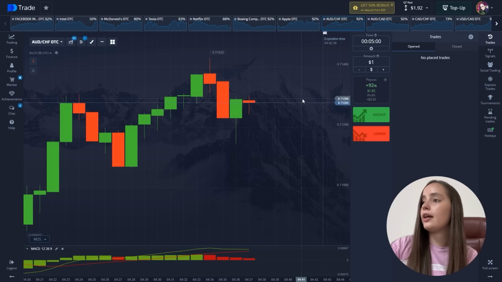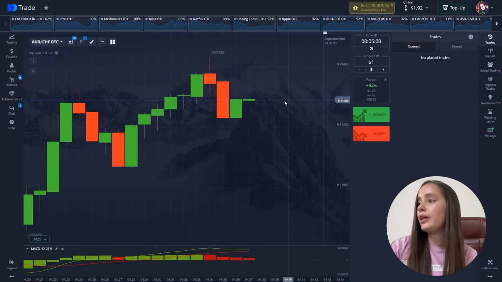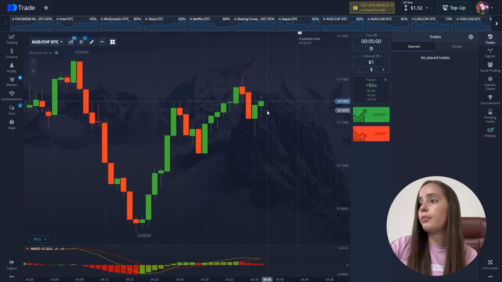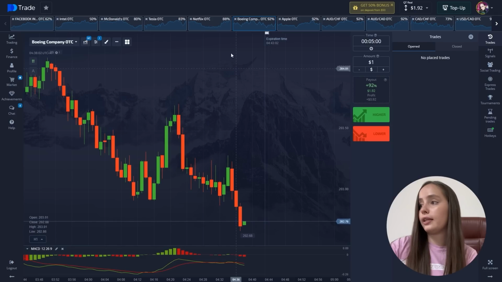Dear friends, I didn't have time to turn on as I was moving away, but this candle closed above our open transaction. So therefore we went into plus. We have 1.92 on our balance. Let's look further. So the strategy is good enough, but the pieces can give out badly.